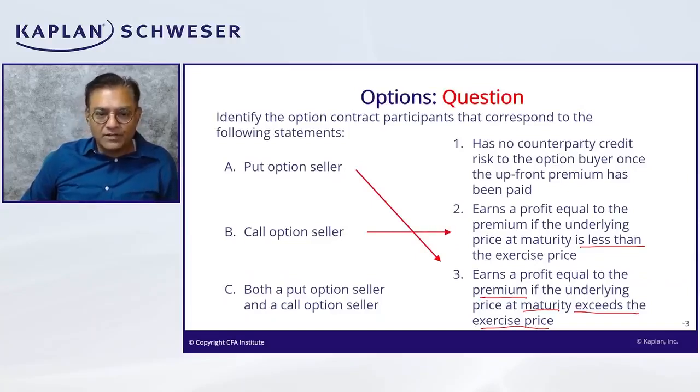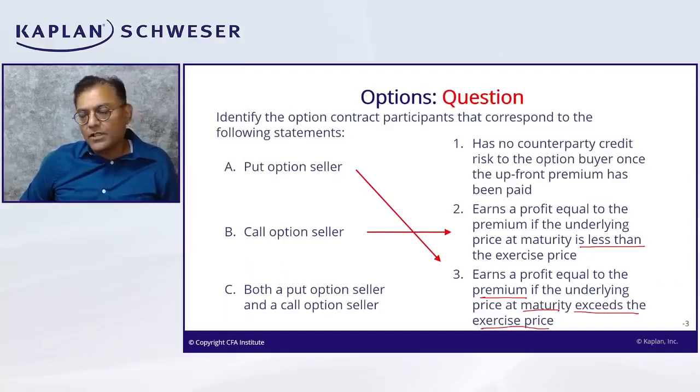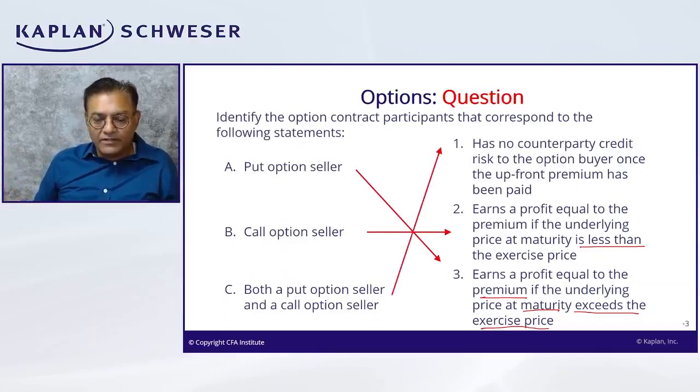And then both a put option seller and a call option seller has no counterparty credit risk. Why? Well, remember, the seller receives the premium upfront. Now they have obligation but no rights, meaning the only thing that could happen is somebody is going to exercise. They already received the premium, so they're not concerned about the counterparty reneging. The counterparty would be concerned about the option seller making good on their obligation.